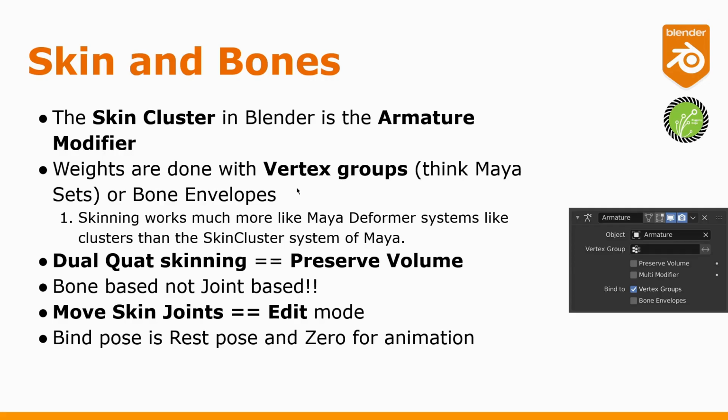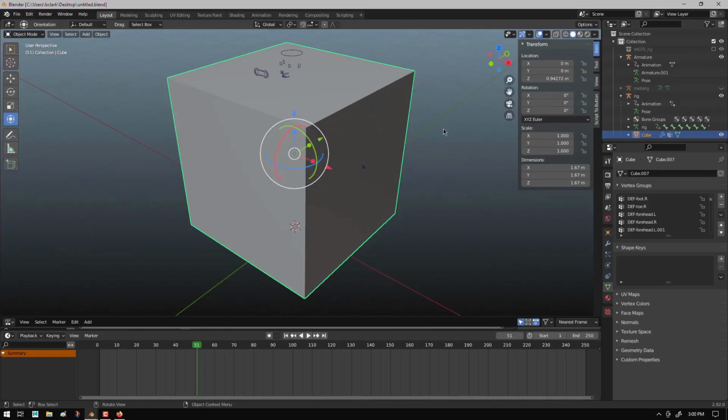The skin cluster in Blender is the armature modifier. Weights are managed through vertex groups. Again, think Maya sets or bone envelopes, like Max or Maya envelopes. There are some settings directly on the armature. Preserve volume sounds great. What it really is, is dual quaternion skinning. The bind pose is the rest pose, and it is whatever the state is in edit mode.